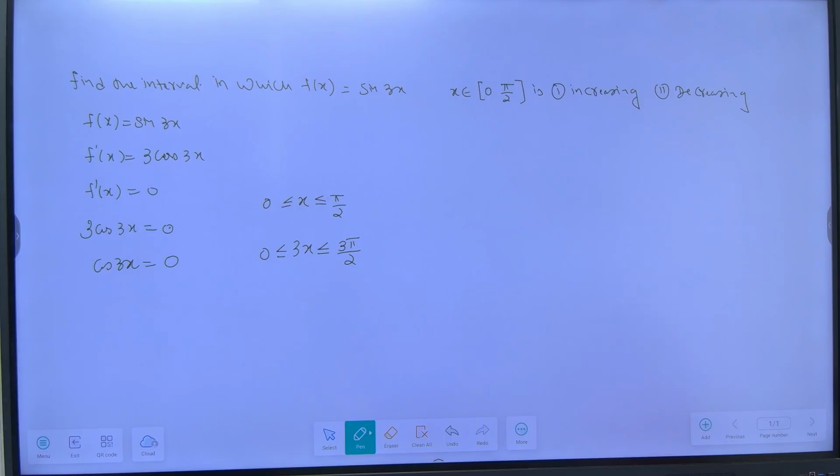Now 3 pi by 2 is exactly on the y-axis. How? This is 0, this is pi by 2, this is pi, this is 3 pi by 2, and then this is 2 pi, then 5 pi by 2. So on the y-axis you have odd multiples of pi by 2: pi by 2, 3 pi by 2, 5 pi by 2, 7 pi by 2. And on the x-axis you have even multiples of pi: 0, 2 pi, 4 pi, 6 pi, 8 pi.